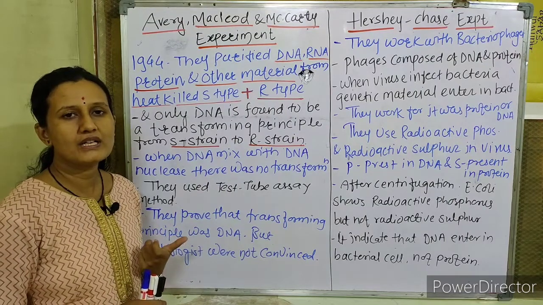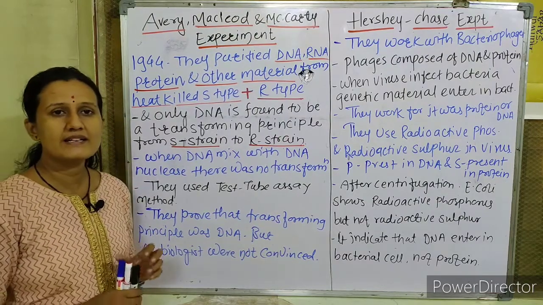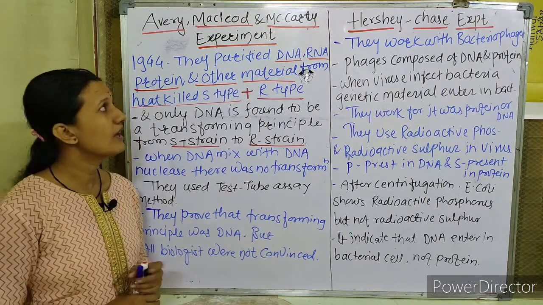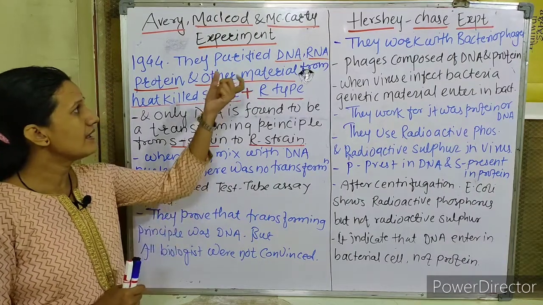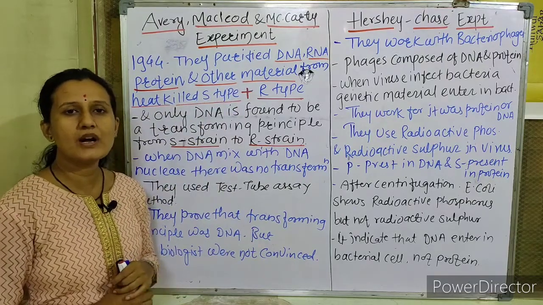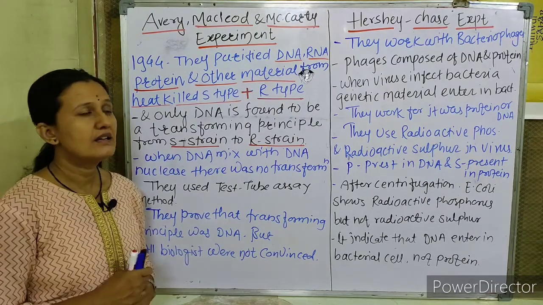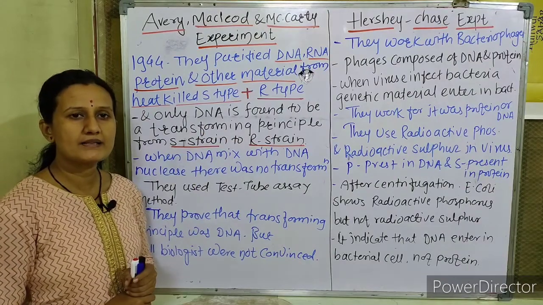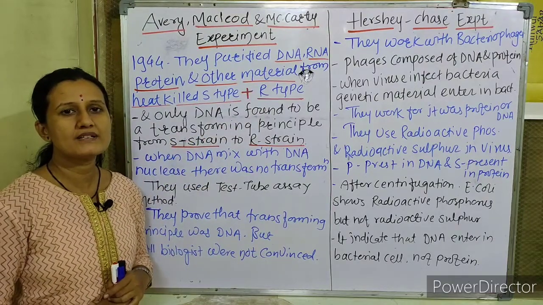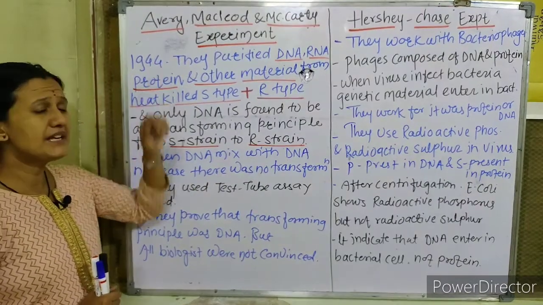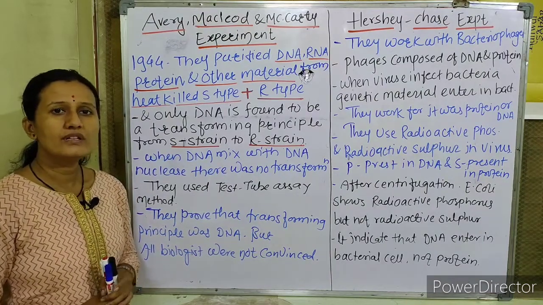Sixteen years after that experiment, and after ten years of hard work, three scientists, Oswald Avery, Macleod and McCarty, carried out an experiment on the DNA, RNA, protein and other material like carbohydrate from the heat killed S type plus R type. That experiment is known as the Avery-Macleod-McCarty experiment. Today we are going to learn about this experiment and the Hershey and Chase experiment. These two experiments we are going to learn today. In 1944, after ten years of their hard work, they were at Rockefeller University.